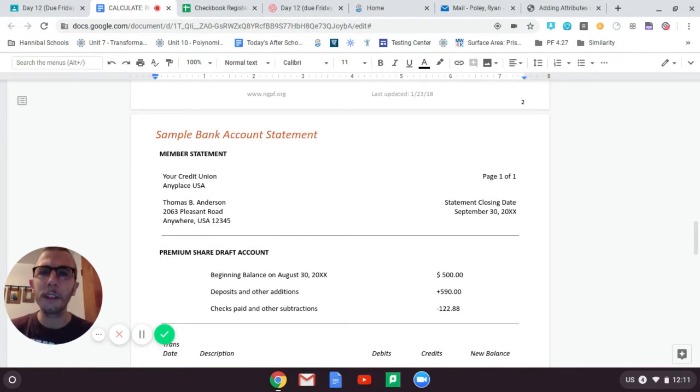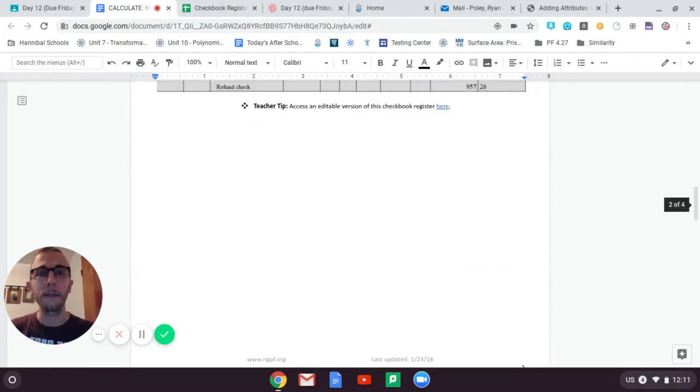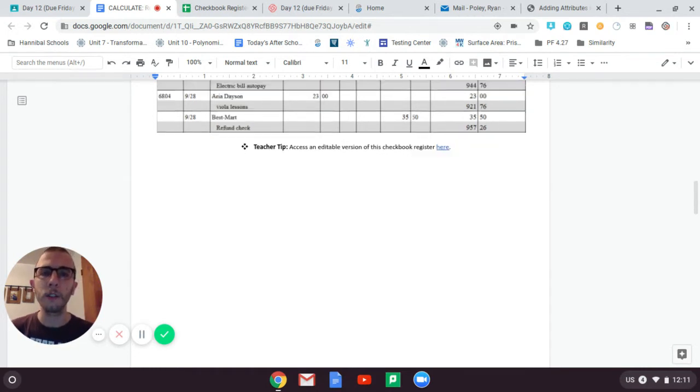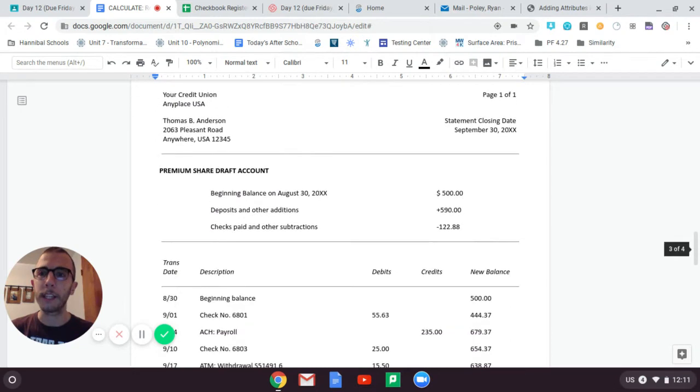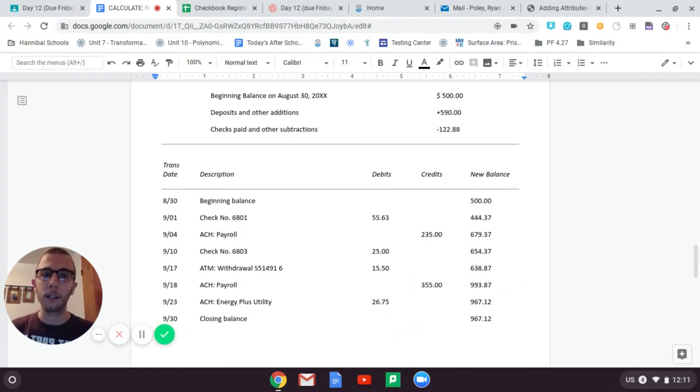But wait a minute. Do you guys remember what the checkbook register ending balance was? I think it was a little less than that, close to it, but a little less. So $957.26. So why the discrepancy if this is the same person looking at their same account? There's got to be a reason for that.